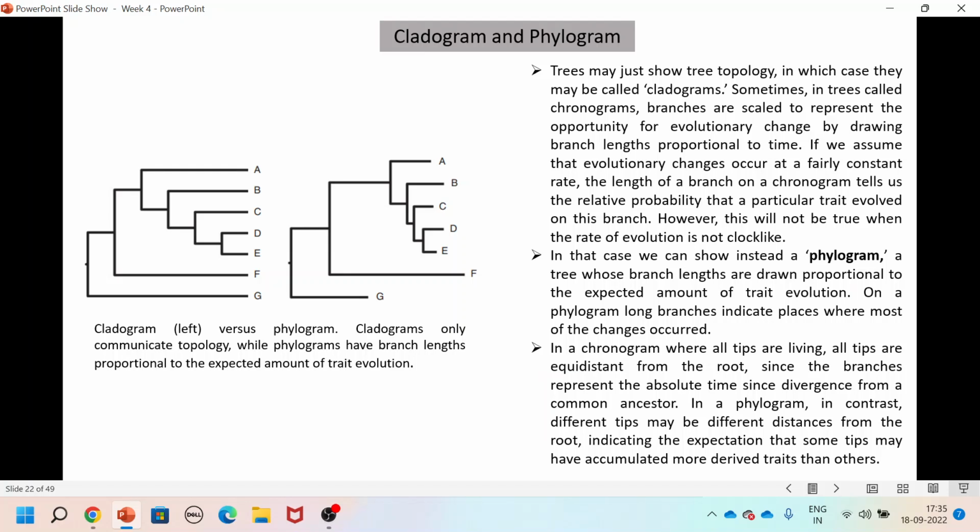There is a question asked in the chat box: how will you identify the closeness or the relatedness of species? There is a concept, just a hypothesis, that considering evolutionary changes to be constant, suppose a nucleotide changes at a rate of one nucleotide in approximately 1 million years, or let's say in 10,000 years.